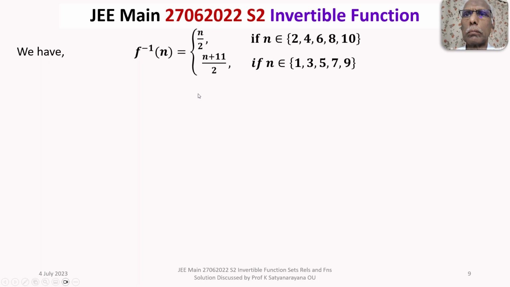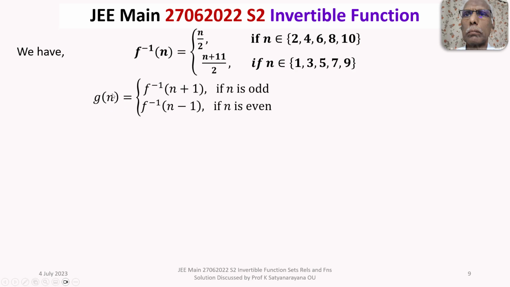We have f inverse of n, and g of n we have seen in the first slide. f compose g of n is equal to n plus 1 when n is odd, and equal to n minus 1 when n is even. When f is invertible, then g of n will be f inverse of this respectively. This we have seen. So now, when n is odd, n plus 1 is even. When n plus 1 is even, what is f inverse? This is (n plus 1) by 2.